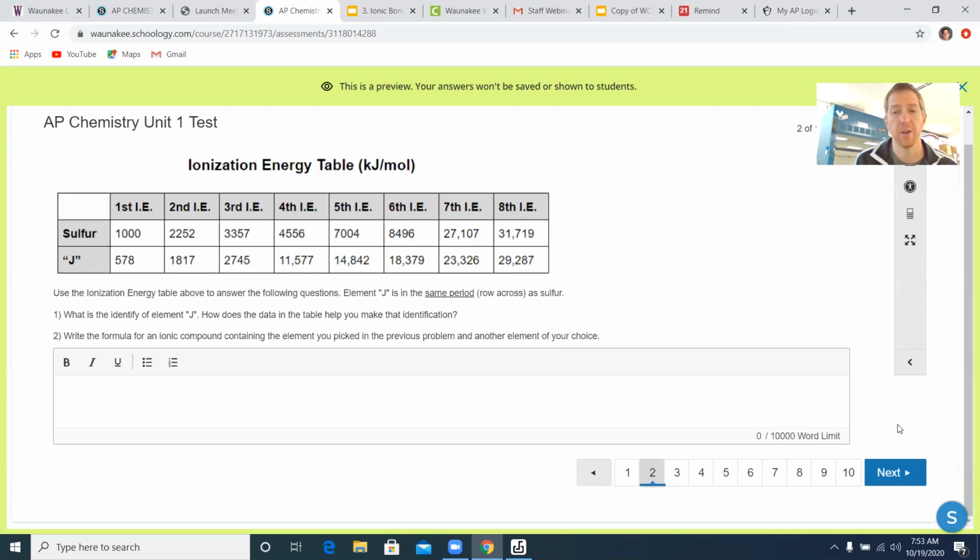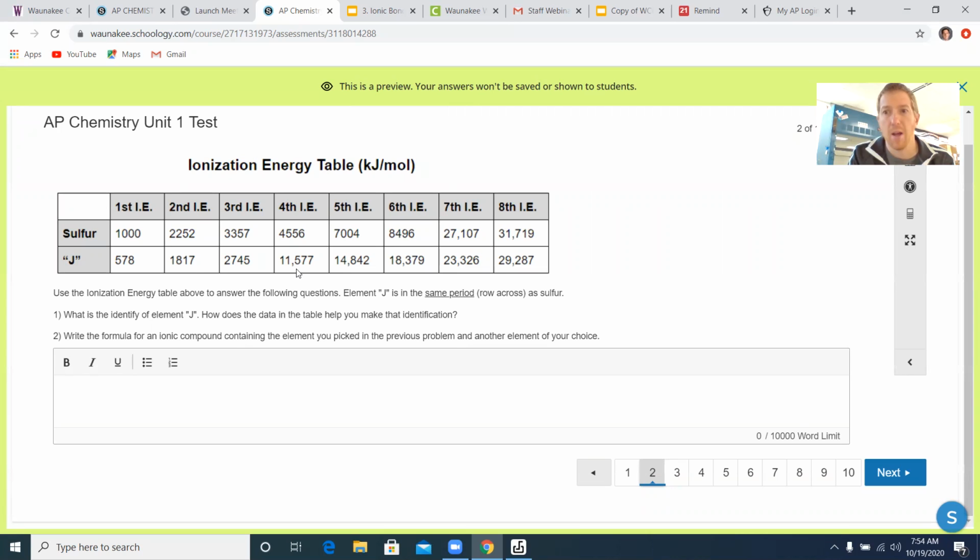Next question I have here is a free response. How do I identify element J? What I need to do is look for a jump in the ionization energies. Here I go from roughly 600 to 1800. That's not that big of a change. Here is an 1800 to 2700, not that big of a change. But then all of a sudden, I go from a little under 3,000 to over 11,000. That's an 8,000 kilojoules per mole jump.